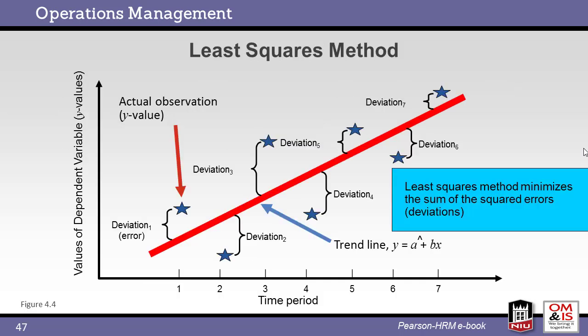The least squares method starts with the trend line as defined in the previous slide. For each value of the time period, the independent variable, we find the difference between the actual demand and the value forecast by the trend line. For each value, we calculate the square of the deviation.